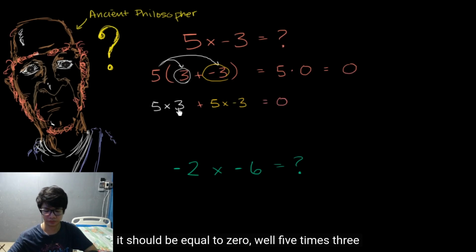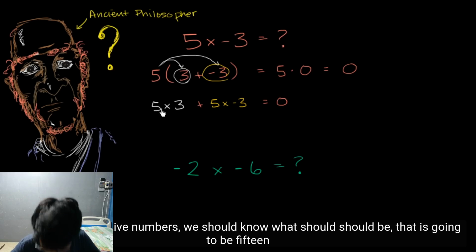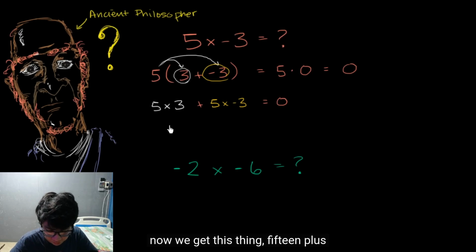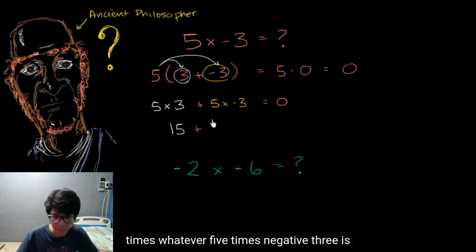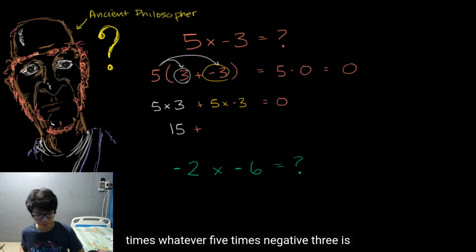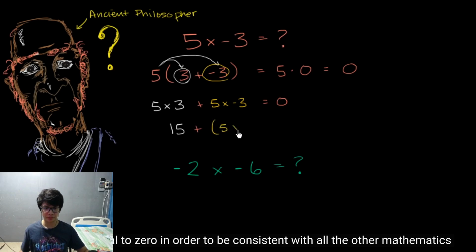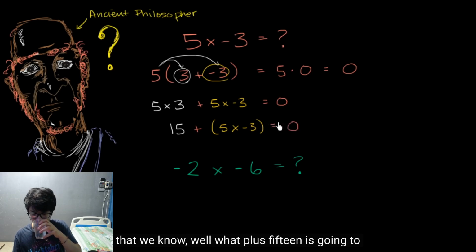Well, 5 times 3, those are two positive numbers. We know what that should be. That is going to be 15. So now we get this thing, 15 plus whatever 5 times negative 3 is needs to be equal to 0 in order to be consistent with all of the other mathematics that we know.